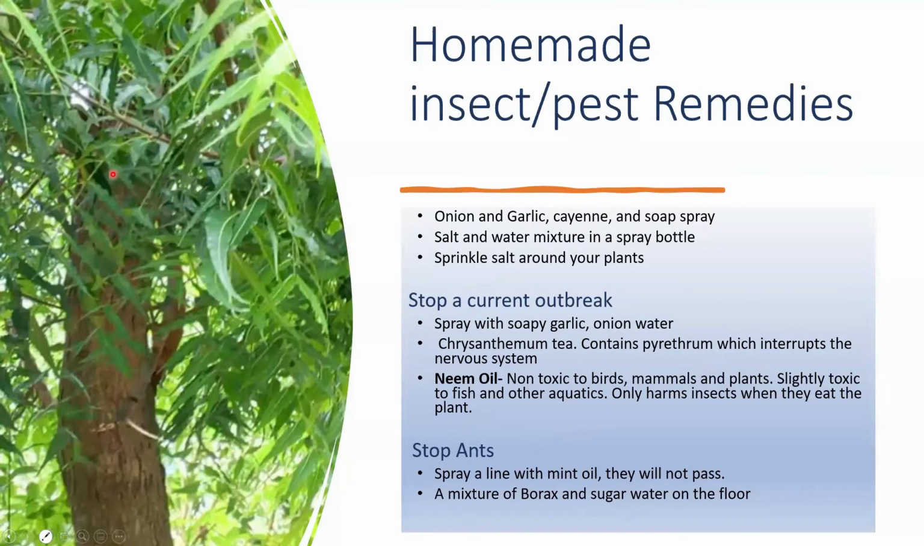And neem oil, this is the neem tree. Neem oil is non-toxic to birds and mammals and plants. You can get it online. It is slightly toxic to fish and other aquatic insects and animals. It only harms insects when they eat the plant. It will really target insects. So neem is in a lot of natural pesticides. I mean, it's natural, but it's still a chemical. It's still kind of an intense chemical.